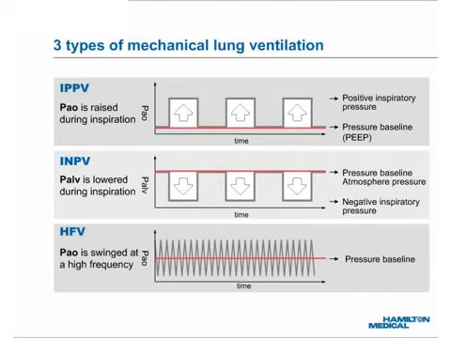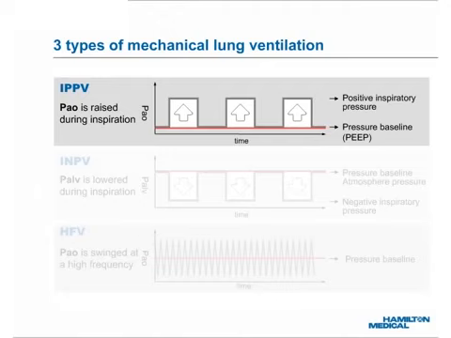Artificial lung ventilation, or mechanical ventilation, can be performed using one of three working principles. 1. The top graph shows the pressure waveform of IPPV, or intermittent positive pressure ventilation. Using this principle, a positive airway opening pressure, or PAO, is applied intermittently above the pressure baseline, shown here in red. The positive PAO pushes the inspiratory gas into the lungs. The baseline pressure is called positive end expiratory pressure, or PEEP, and is usually higher than the local atmospheric pressure.